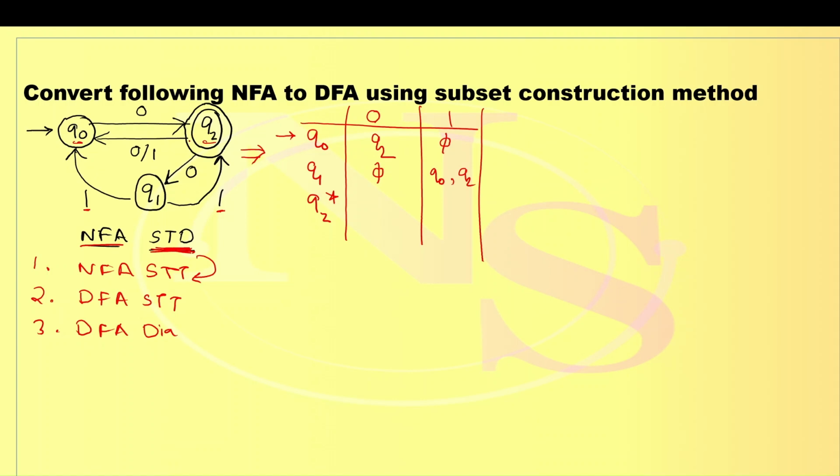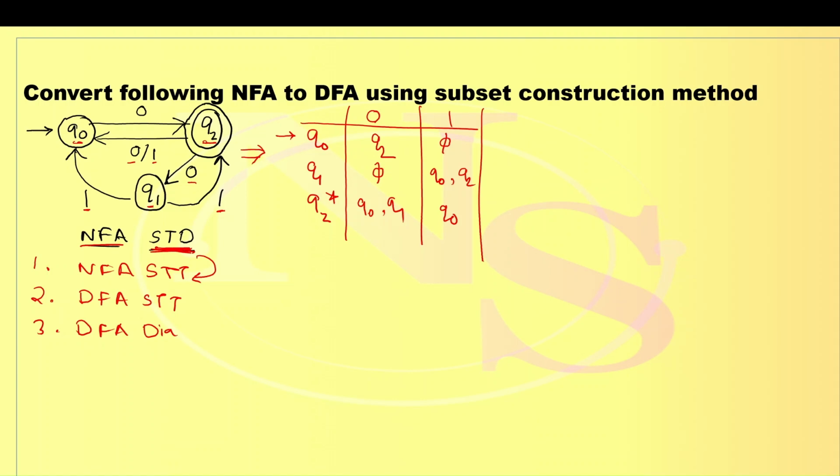Then Q2 on reading 0 goes to Q0 as well as Q1. There are two transitions from Q2 for symbol 0. So Q0 comma Q1. Similarly, Q2 on reading 1 goes to Q0. So this is the NFA table from the NFA diagram.